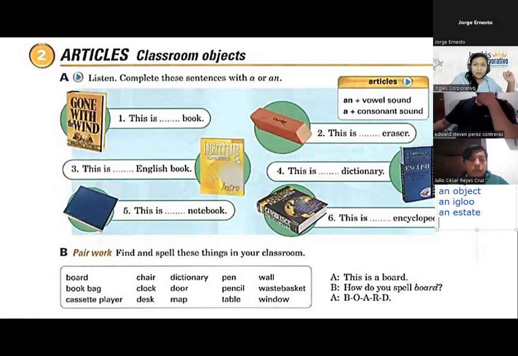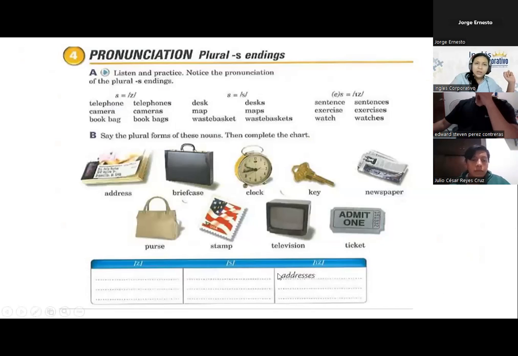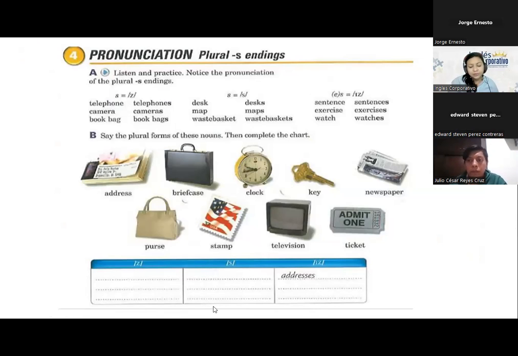Okay, now let's learn the plural forms of these words. To make the plural form, ¿cómo le hacemos? To make the plural in English, like in Spanish, we add S, right? For example, telephone, telephones, camera, cameras, book bag, book bags, desk, desks, map, maps, waste basket, sentence, sentences, exercise, exercises, watch, watches. So to make the plural, we just add S or ES.